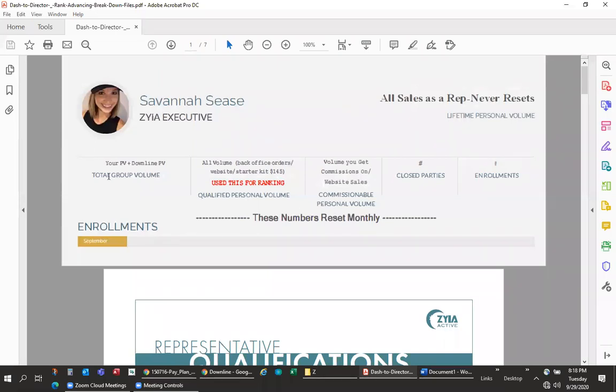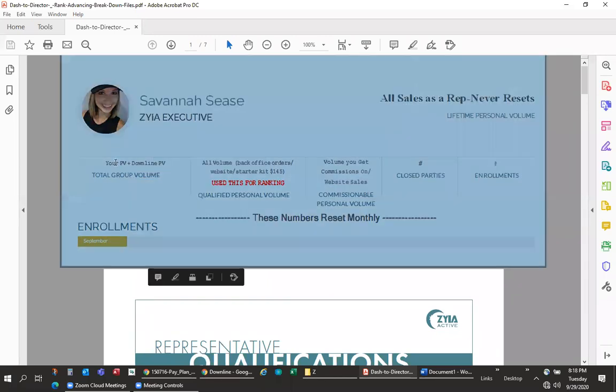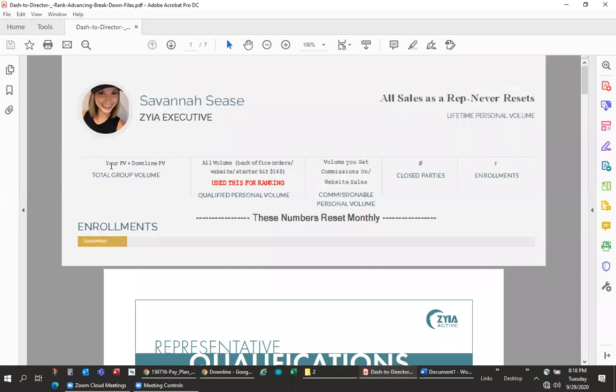So over here, these numbers right here, these are gonna reset every single month. Like I said, this one does not, these will. So starting on the left, total group volume. This is your PV, what you sold that month. So say for September, this would show my PV, added in with everybody on my team's PV. It's your total group, everything that's been sold from you in your downline.